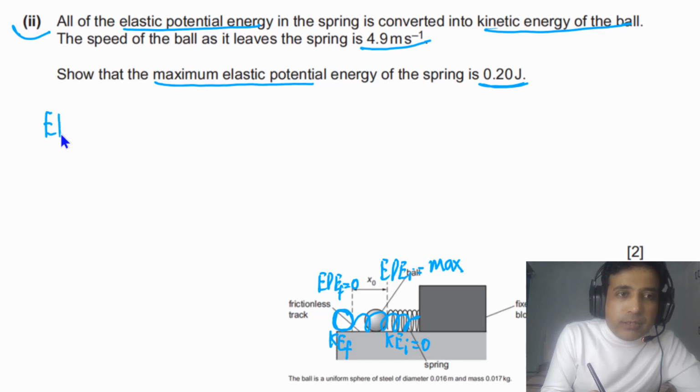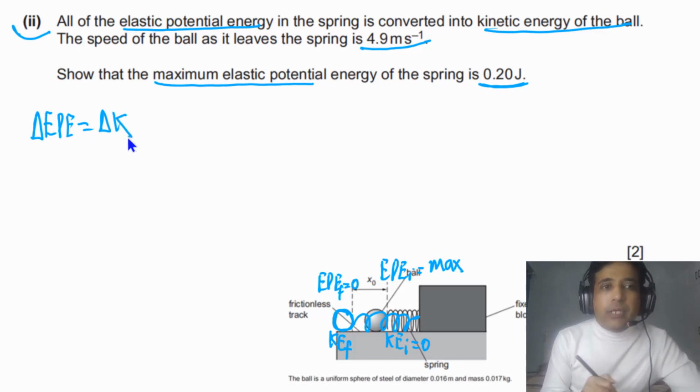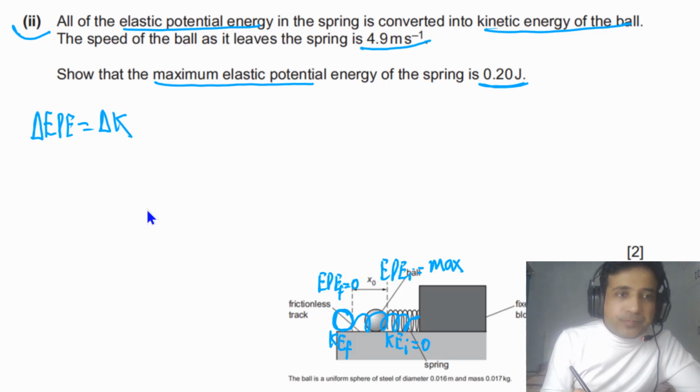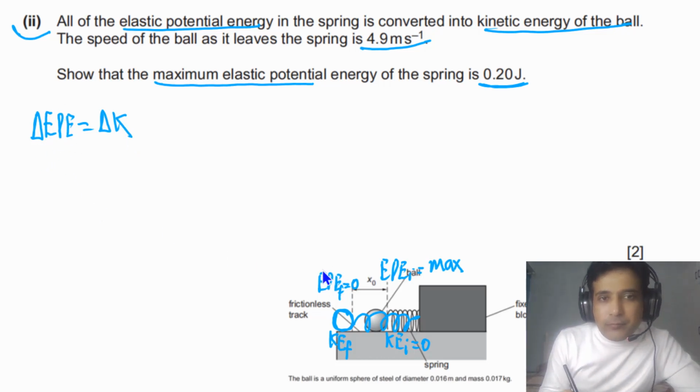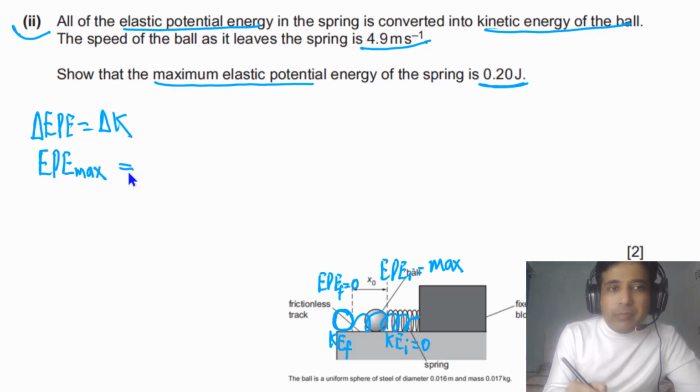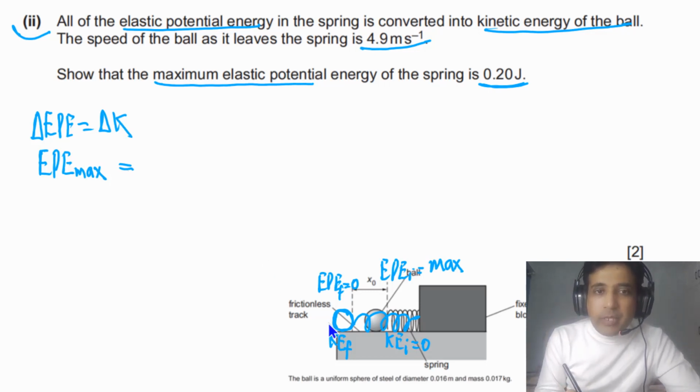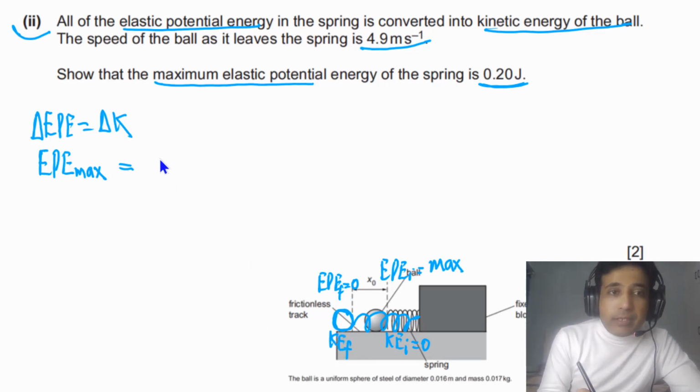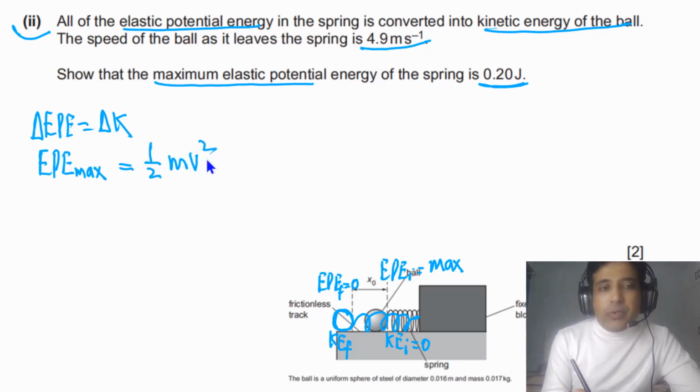So we can say in this case the change in EPE is equal to the change in kinetic energy, and the total change in energy in this case is equal to 0. And final EPE is equal to 0. So we can simply say the change in EPE is equal to EPE maximum. So EPE maximum, the initial value of EPE, is equal to the final value of kinetic energy. And the final value of kinetic energy is 1/2 mv squared. And these two quantities are the same.